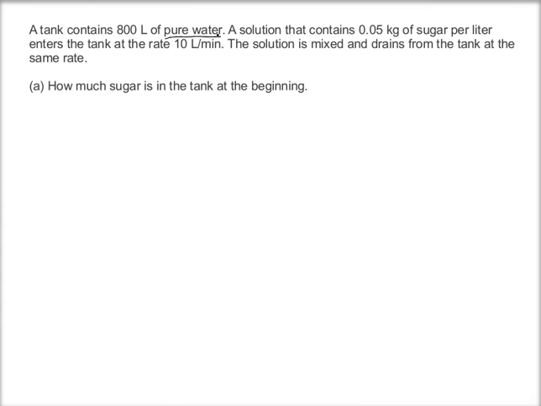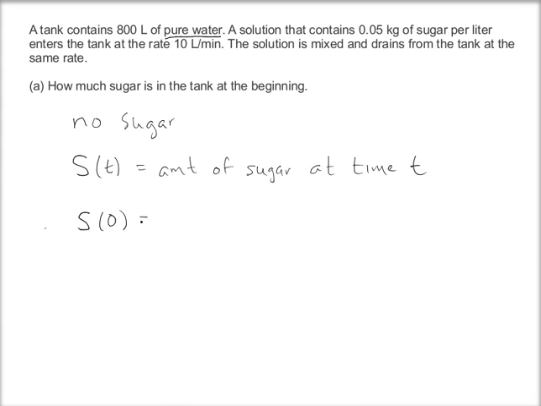Well, it says pure water in the tank. So at the beginning, we've got no sugar. So how can we write that? If we have S of t being the amount of sugar in the tank at time t, then we can write this as S of 0 equals 0. So at the beginning, when the time elapsed is 0 minutes, we've got 0 kilograms of sugar in the tank. So that's our initial condition.